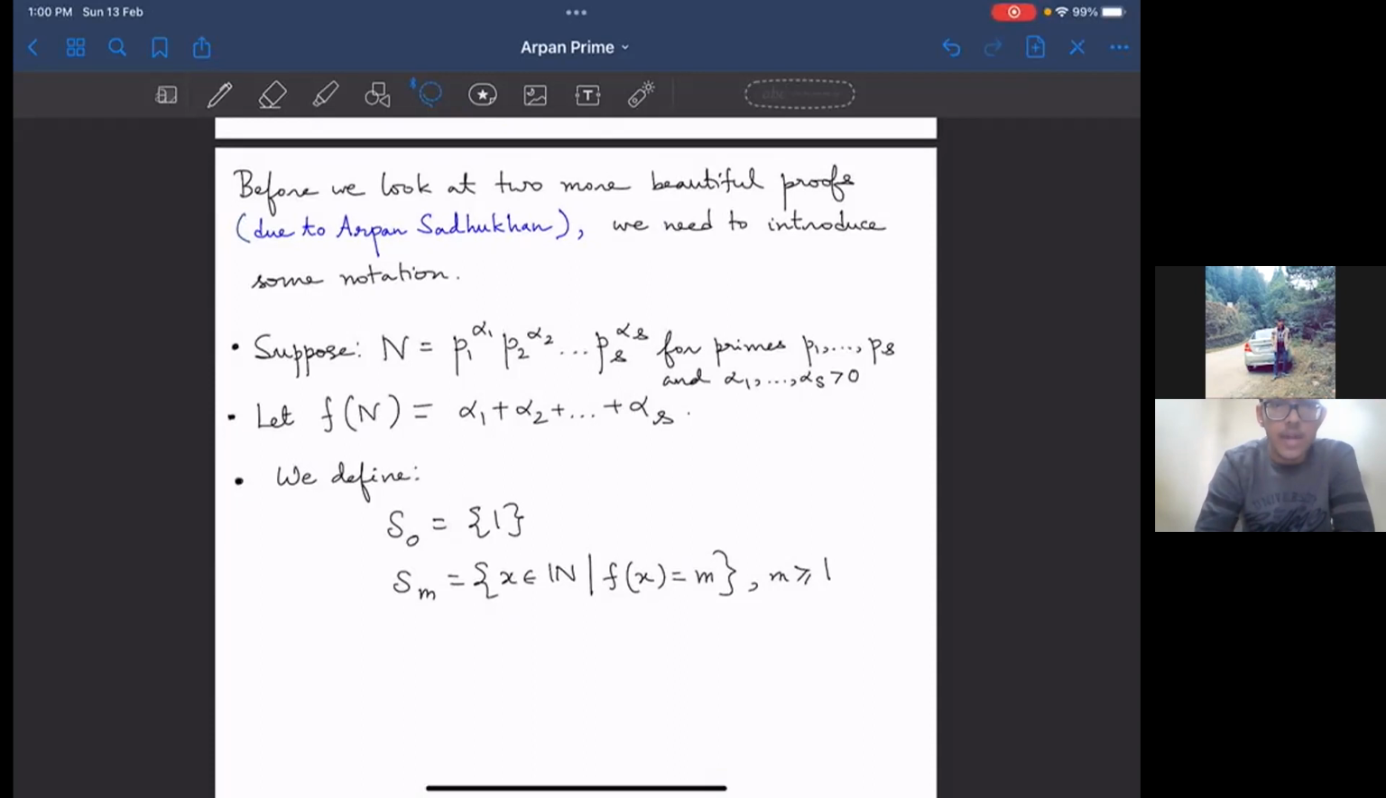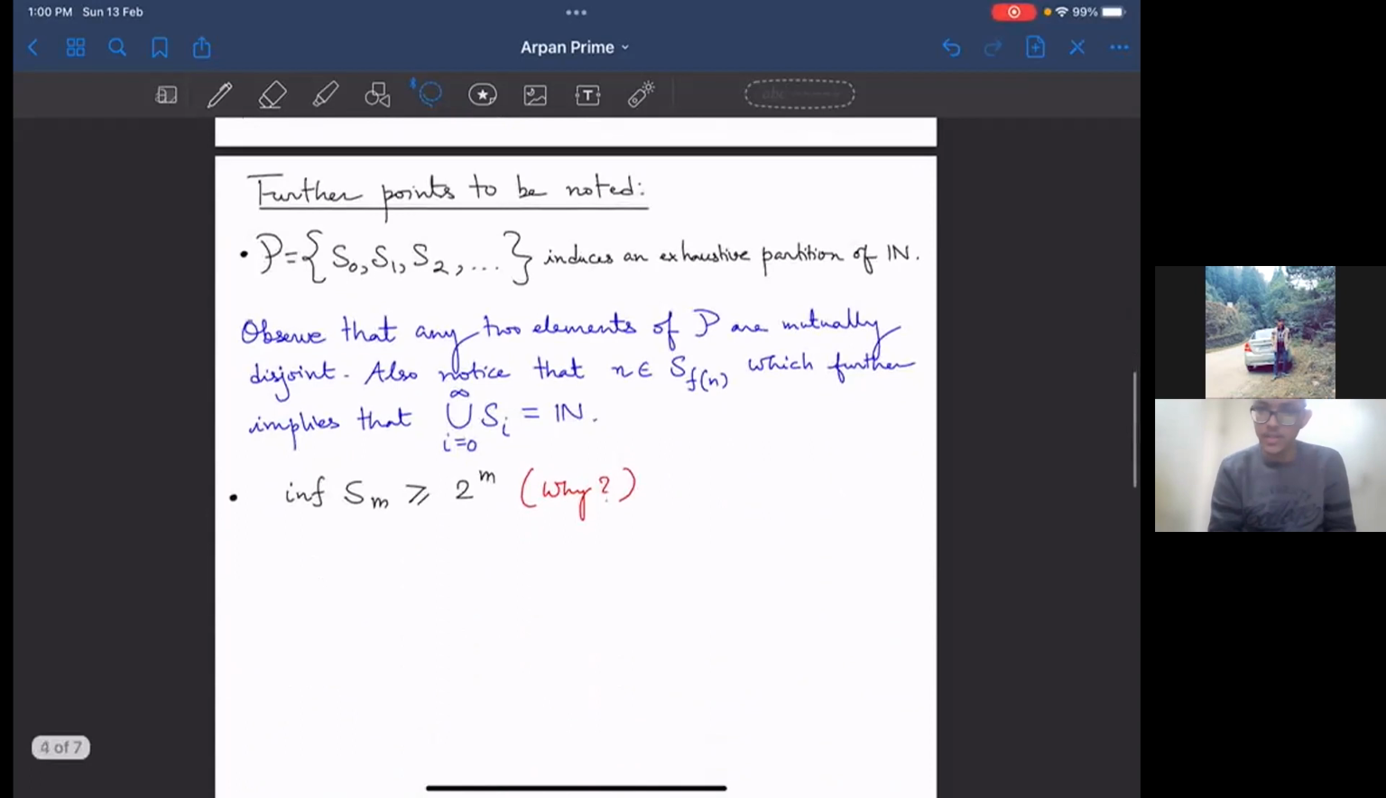Next we define a sequence of sets given by S0, which is just the singleton {1}. And then for all m greater than or equal to 1, we define Sm, which is the set of all natural numbers such that the sum of the exponents in their unique prime factorization is precisely m. So that's more or less the structure we need before we look at the two proofs. Now two more points are to be noted before we dive right into the proofs.